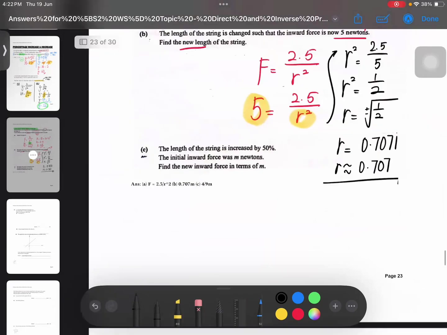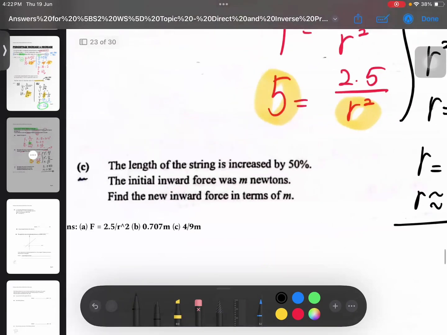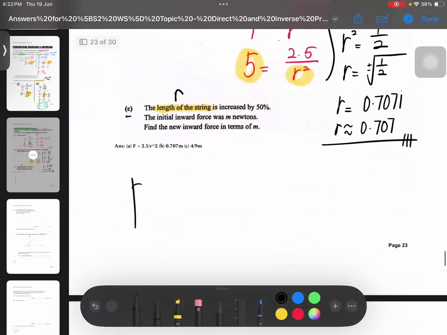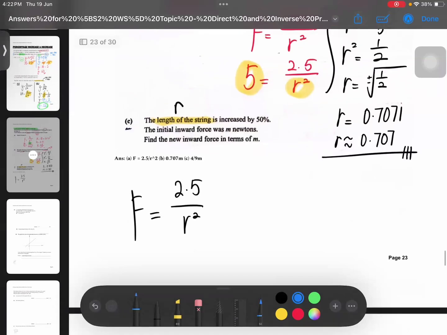Make sense? Now, next one, the length of the string. Instead of seeing it as the length of the string, you can see it as R. So what's your original? Your original one is actually F equals 2.5 over R squared. Right, this is your original. I'm just going to write it over here.